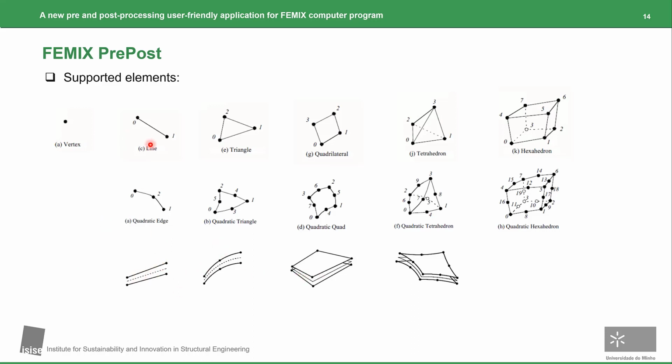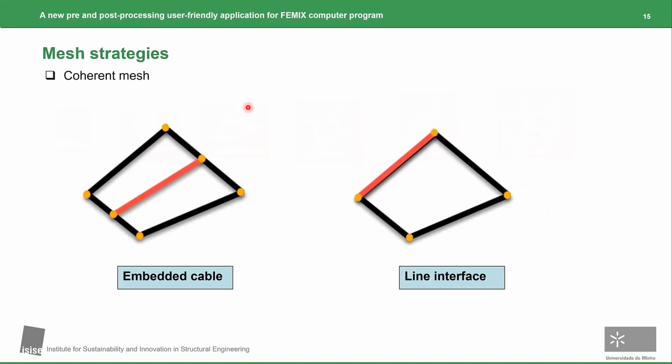The difference between the interface and the line interface is that the line interface has just two nodes, but here we have 4 nodes, which are the intersection between the interface and the mother element. But we need to be careful about mesh generation and using the mesh strategy for the FEMIX application. It means that the mesh needs to be coherent.